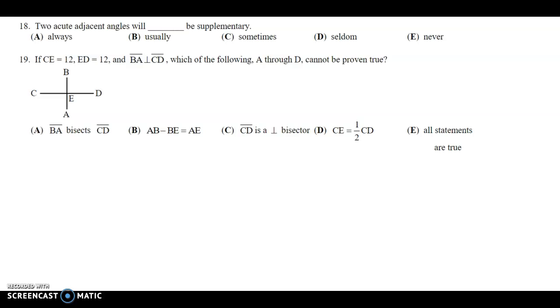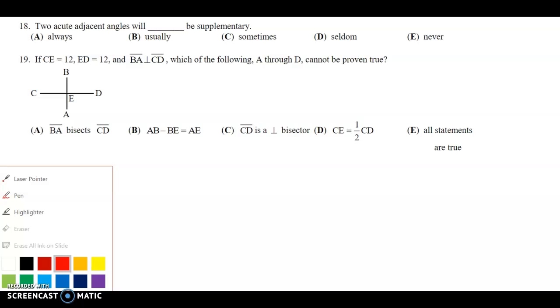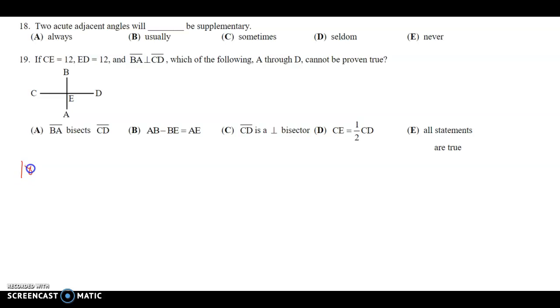Okay, we have number 18. Two acute adjacent angles will blank be supplementary. What does an acute angle mean? An acute angle is less than 90 degrees. So we have something less than 90 plus something less than 90. Will always be supplementary? No. Usually, sometimes, seldom, never. Never can you add two numbers less than 90 and get a number that's equal to 180.